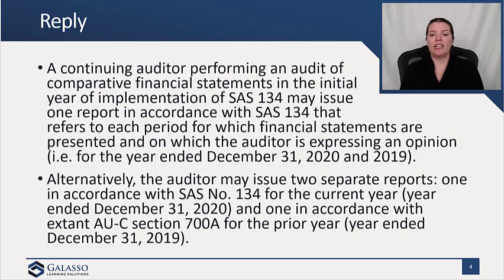They said alternatively, the auditor may issue two separate reports, one in accordance with SAS 134 for the current year and one in accordance with the extant AUC section 700 for the prior year, for the 12/31/19, if that's what you would prefer to do.